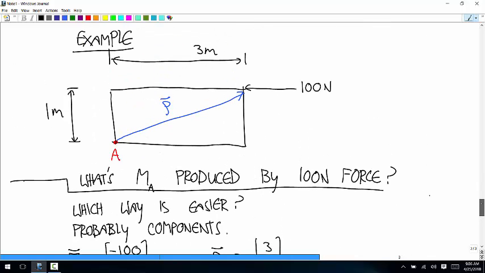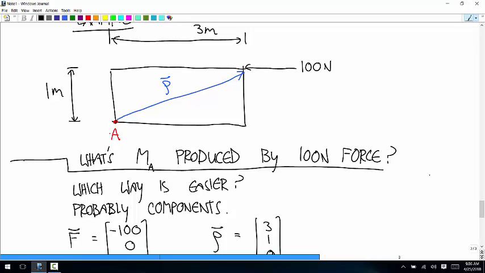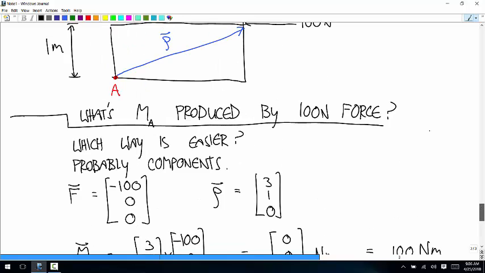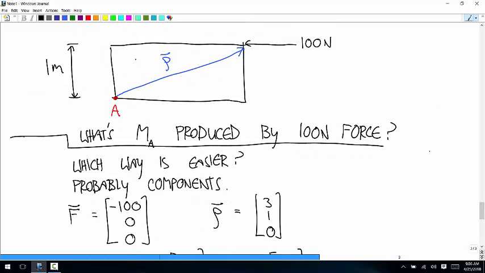So look at this problem. If there's a hinge at A, does it make sense to you that that 100 Newton force would make it rotate counterclockwise? Yeah. This was easier because it's sort of a pain to figure out that angle, but we could do it.